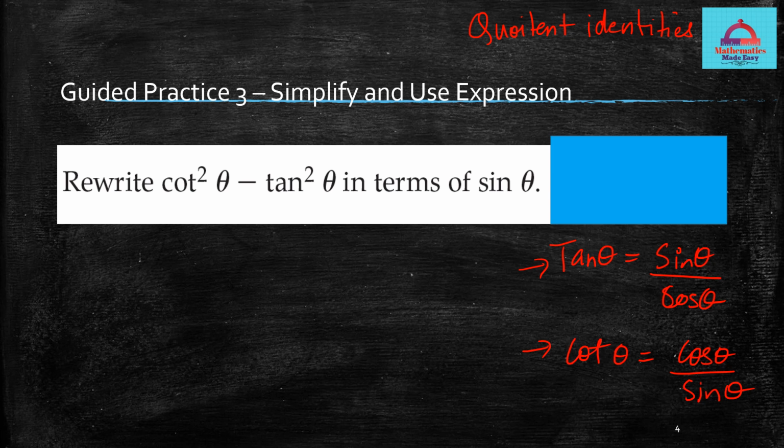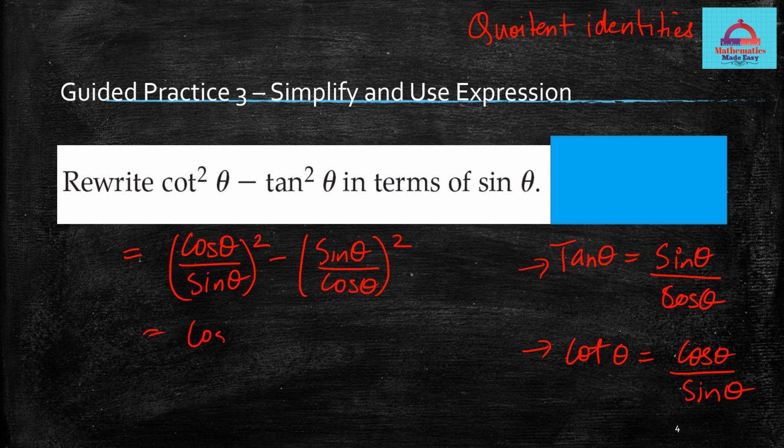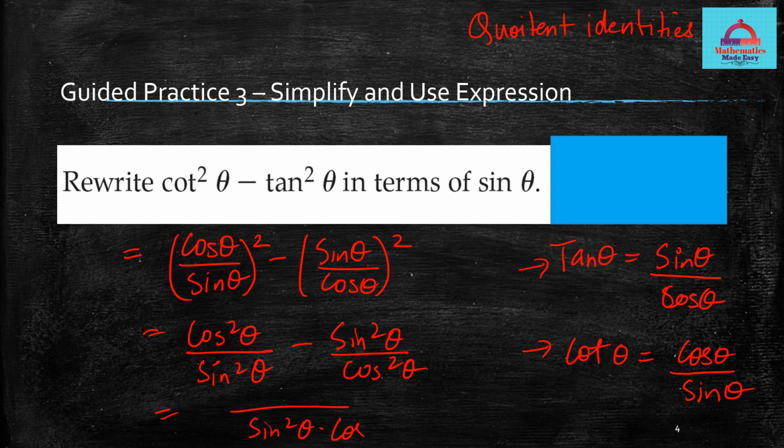So let's do it. I get cos theta over sine theta, whole square, minus sine theta over cos theta, whole square. So let's open it up. So this is cos square theta over sine square theta minus sine square theta over cos square theta. Now we want to make denominators equal. So I write sine square theta times cos square theta, and in the numerator, cos 4 theta minus sine 4 theta, taking LCM.